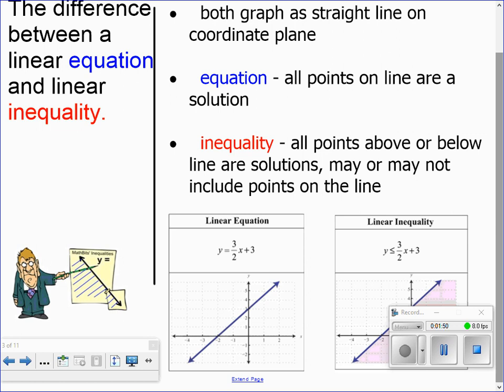Inequalities have solutions that can lie on the line, but they can also be below the line, or they can be above the line. There are many more solutions that we could have for an inequality. There are all of the points that could lie above or below the line as well. And it may or may not include the points on the line depending on the type of inequality that we're looking at, if it's greater than versus greater than or equal to.